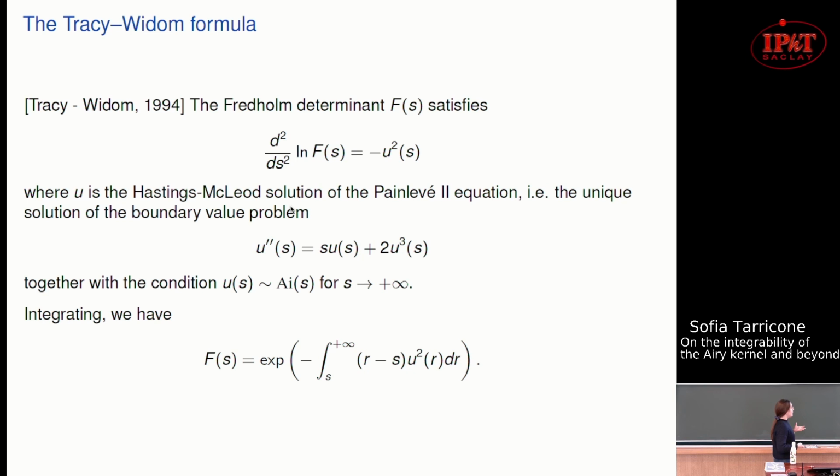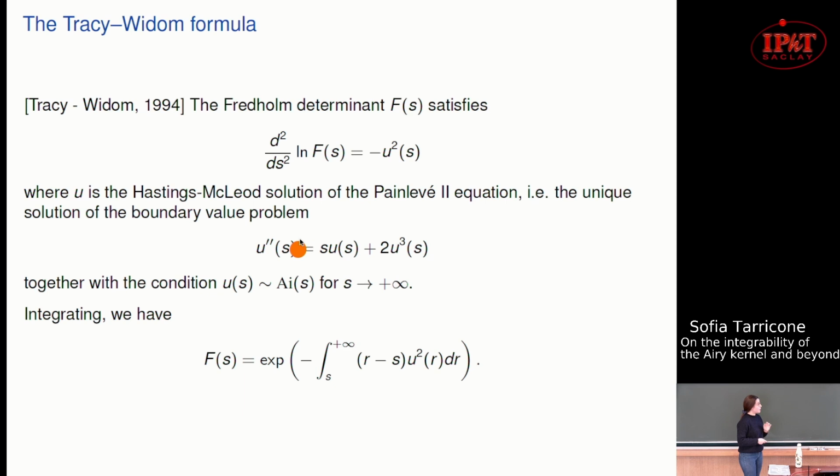One of the main formulas that allows you to express the Fredholm determinant F of s was computed by Tracy and Widom in 1994. It allows you to express your Fredholm determinant F of s, which is in principle defined through a series, a certain complicated object, in terms of one particular function, a nonlinear special function called the Hastings-McLeod solution of the Painlevé II equation. So the second derivative of the logarithm of your F of s is given in terms of this function u squared. And this function u is the unique solution of a boundary value problem for this nonlinear differential equation, the Painlevé II equation with constant term equal to zero, and a boundary condition of this type.